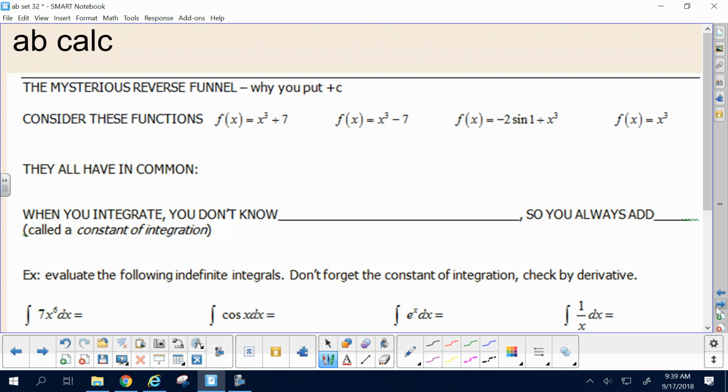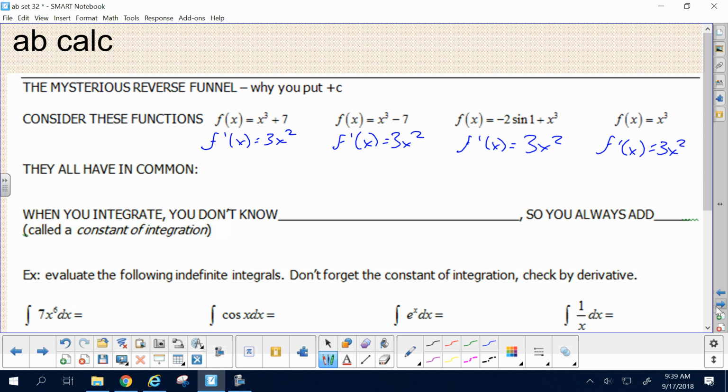What about x cubed plus 7? What's the derivative? 3x squared. The constant's derivative goes away. What about x cubed minus 7? What's the derivative? 3x squared. The derivative of the constant goes away. What about -2 sine 1 plus x cubed? -2 sine 1. Is it -2 cosine 1 or is it 0, the derivative of it? 0, because -2 sine 1 is a constant, and it also has a 0 derivative, 3x squared.